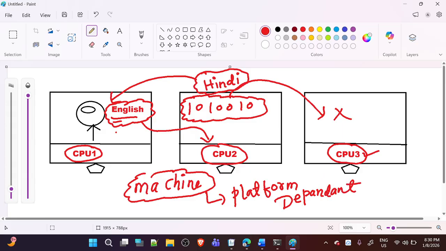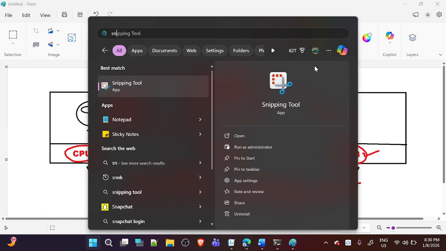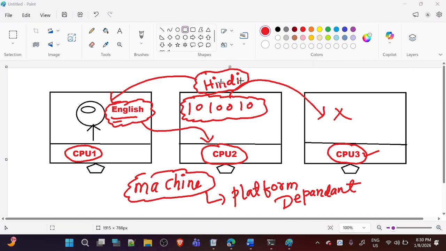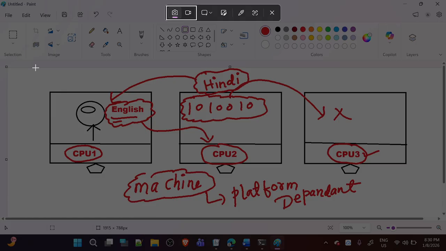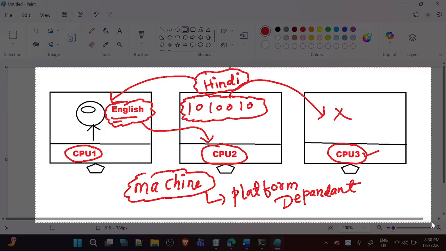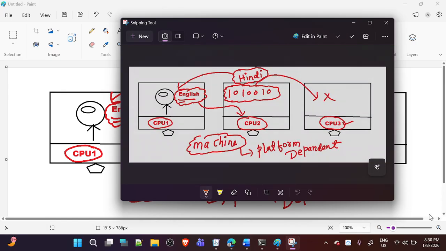Are you understanding, guys, why machine languages are platform dependent? Because each CPU understands its own machine language, its own machine instructions. That is why there is a concept of programming language. There could be a question: why don't we write programs in machine language? Because it is platform dependent. For each machine you need to write different code.